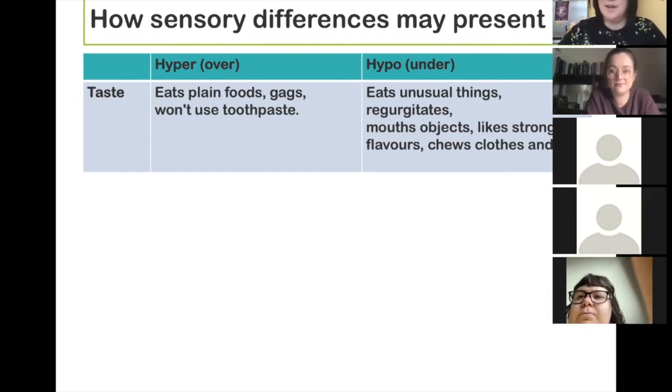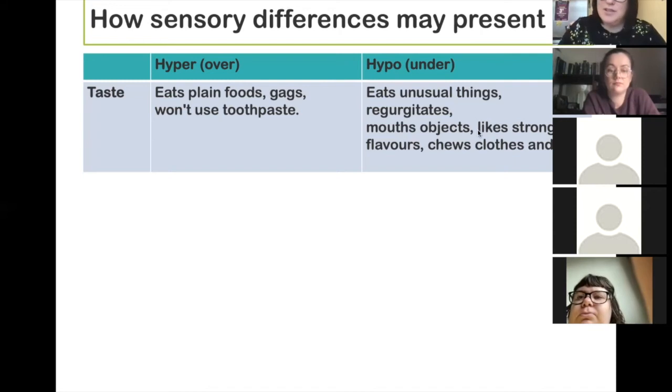So starting off, thinking about taste, if someone is hyper or oversensitive to taste, they're more likely to want to avoid things that have a strong taste to them. So their food is going to be plain. They're not going to be experimenting with lots of funky flavours. It's going to be very bland, very plain flavoured foods. And they might find things like toothpaste difficult as well, because that's got quite a strong flavour. So that might be what you sometimes see. Because remember, people who are oversensitive or hypersensitive are trying to escape or avoid that sensory input.